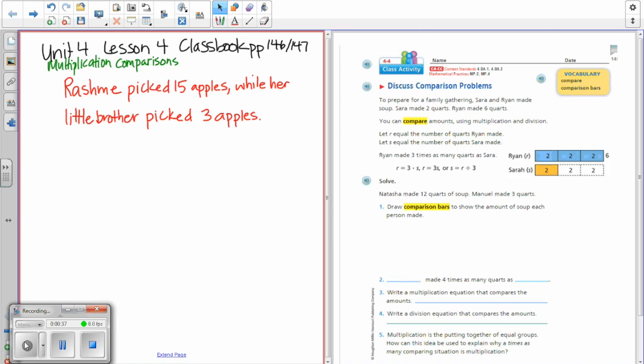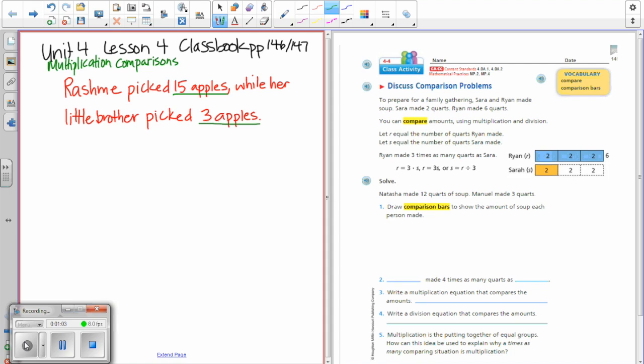So I have a little ditty up here. Rashmi picked 15 apples while her little brother picked 3 apples. So I have this question for you. What two quantities are we comparing? That's a pretty easy one, right? It's the number of apples that Rashmi picked and the number of apples that her little brother, Eli, picked.